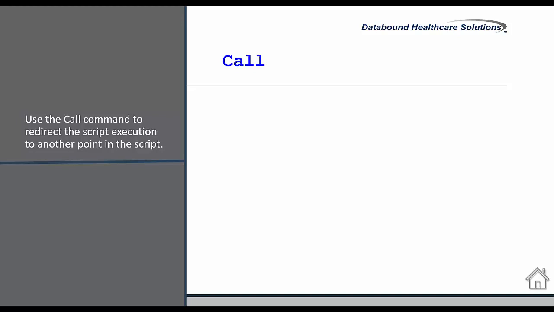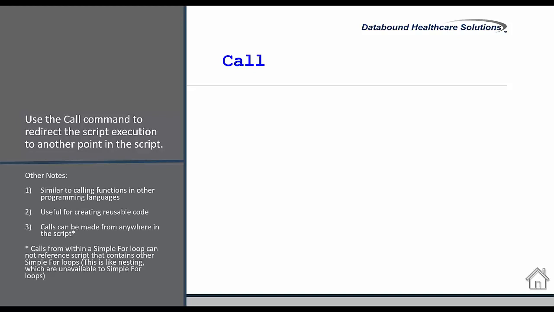When we use the call command, it's similar to calling a function in other languages. It's used to stop where you're processing right now, jump to a different section of the script, process that section of the script, and then come back to the very next statement under the call. So we use the call command to redirect script execution.